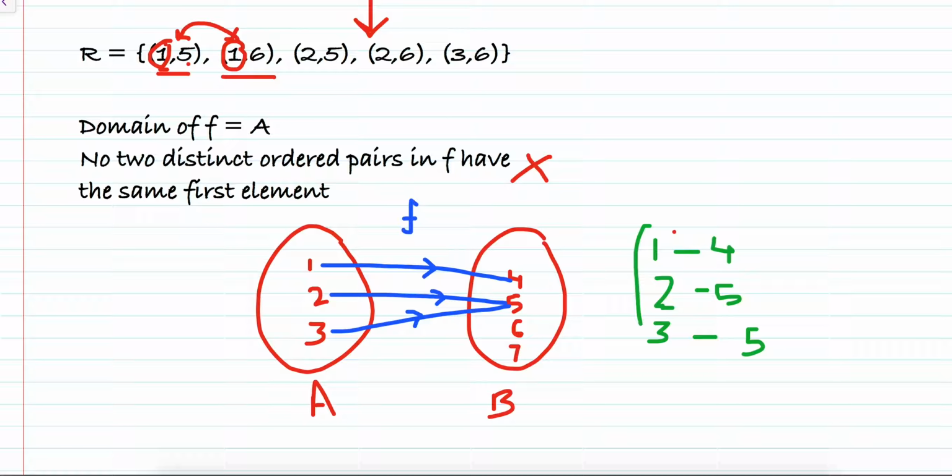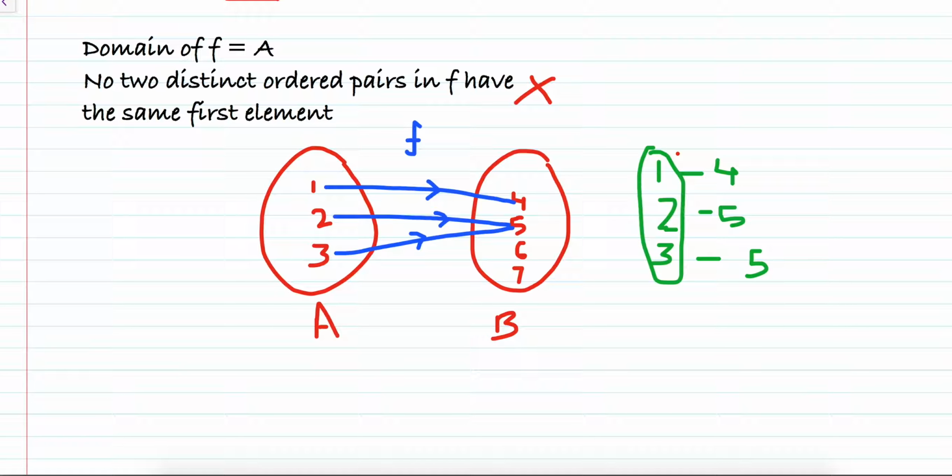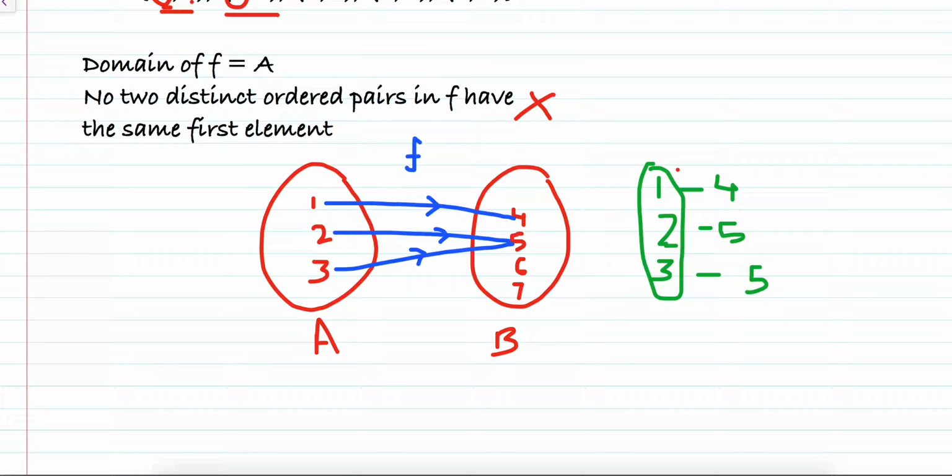So these are the elements from set A. So how many images does 1 have? Sorry, 1, because 1 is paired with 4. From 2 also there is only one arrow going out. From 3 also there is only one arrow going out. Is there any element left in this set? No. So our definition is satisfied here, that each and every element of A has one and only one element in B. So this is a function.